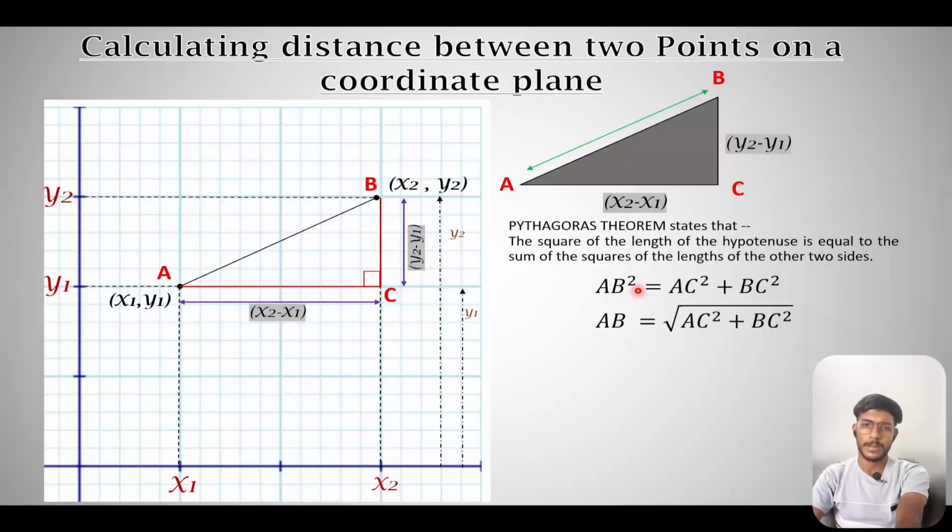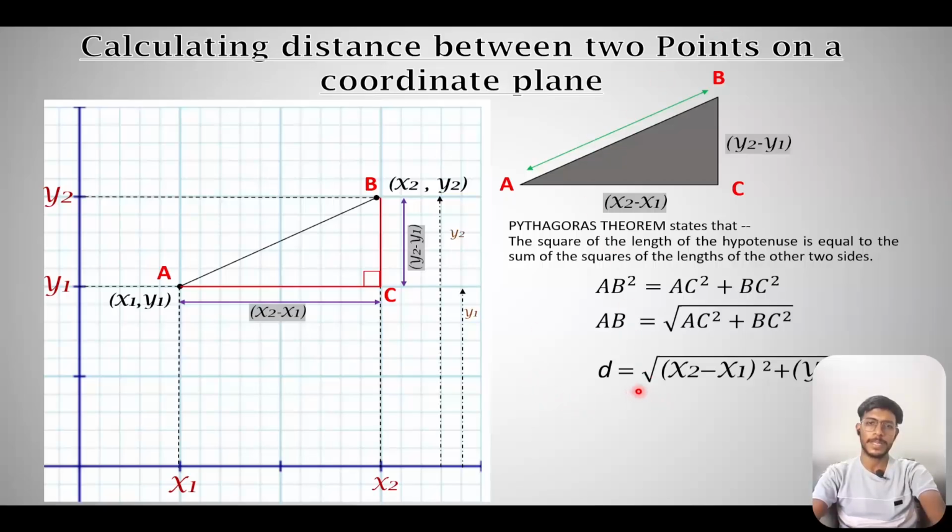Okay, so here in this part we have AB square, and this AB square is converted to a root. Now we will put the values of AC and BC in this equation. Let the distance between AB be D. So we get D is equal to root over of x2 minus x1 square plus y2 minus y1 square.